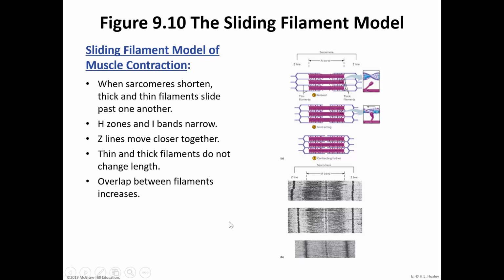Z lines move closer together, of course, right? The ends of the sarcomere pull closer together. That's what a muscle contraction is. The thick and thin filaments do not change length. So the length of these things is not different. It's just the overlapping quality. How much they overlap each other, that's the thing that changes. They're the same length as they always were. They just overlap more than they used to.